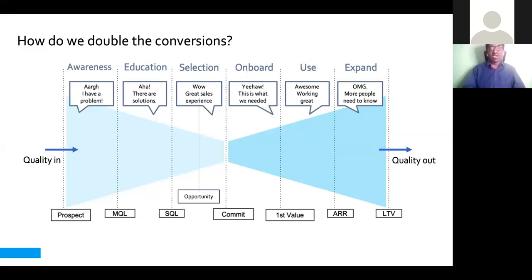So the idea is to ensure you create quality leads so that they actually not just convert into an SQL, not just convert into an opportunity, but truly convert into a customer, right? So how do we do that?